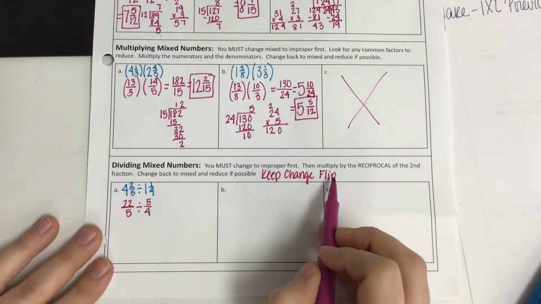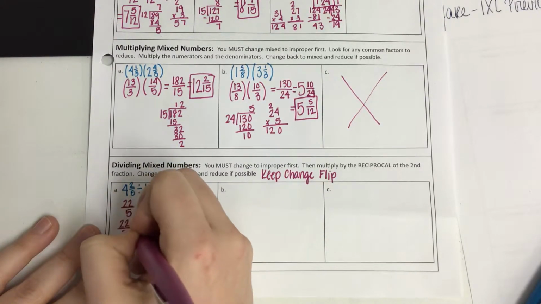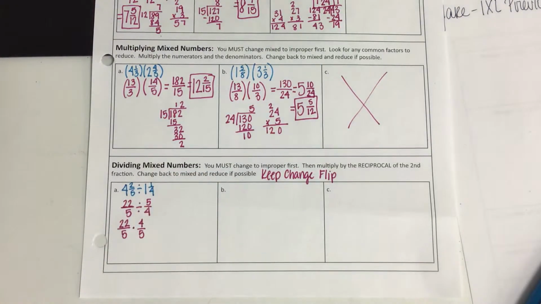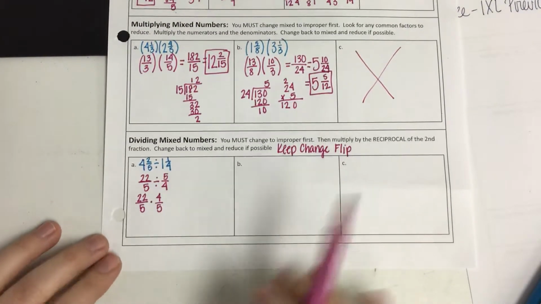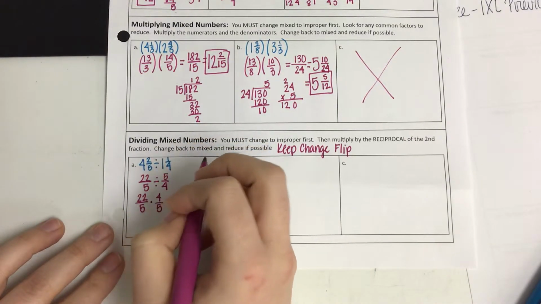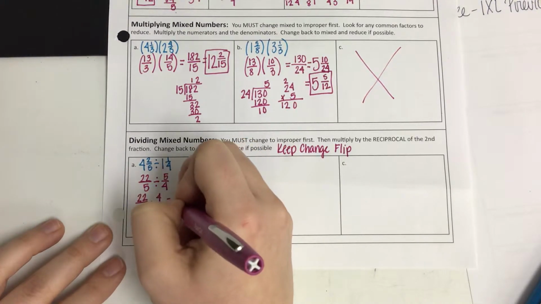Here's where this comes in. Keep, change, flip. We keep our first fraction. We change our sign. We flip our second fraction. Now this is multiplication like we've done before. So we can do top times top. 22 times 4 is going to give us 88. And 5 times 5 is 25.